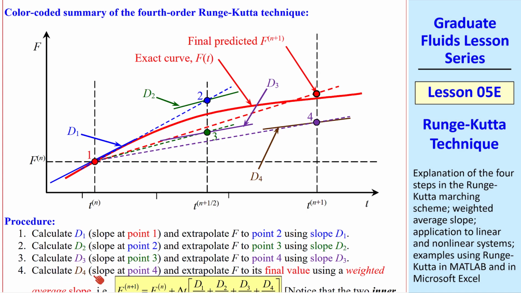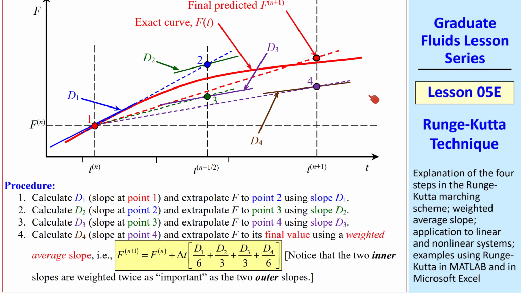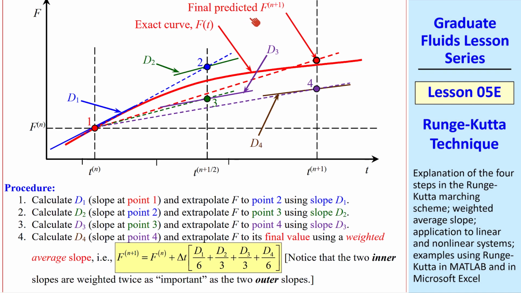Finally, we calculate d4 at point 4, that would be this slope here, and we extrapolate f to its final value using this slope. But this slope is not d4. Instead, it's a weighted average slope made up of all 4 of these intermediate slopes. So fn plus 1 is fn plus delta t times this average slope, which is represented by this red dashed line that goes all the way up to Tn plus 1. This is our final predicted value of fn plus 1.